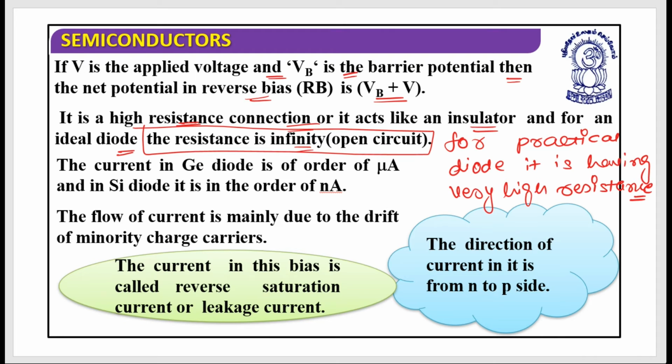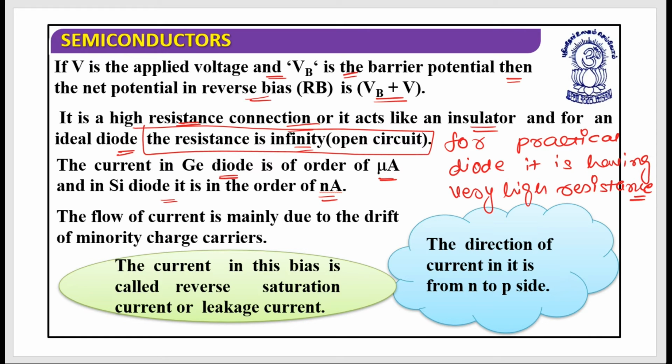So a practical diode has very high resistance, and for an ideal diode it is infinite, or we can say it works as an open circuit, that it will break the connection. The current in a germanium diode is of the order of microampere, and in a silicon diode it is in the order of nanoampere.